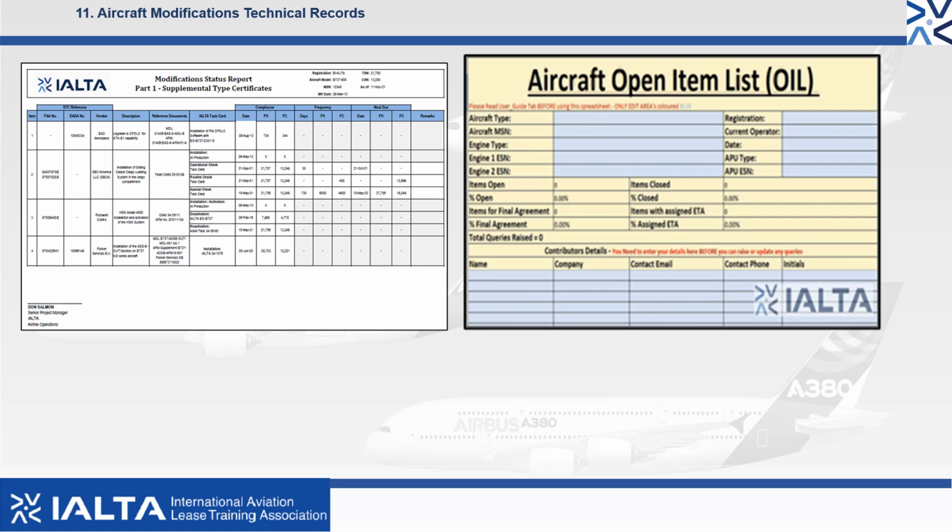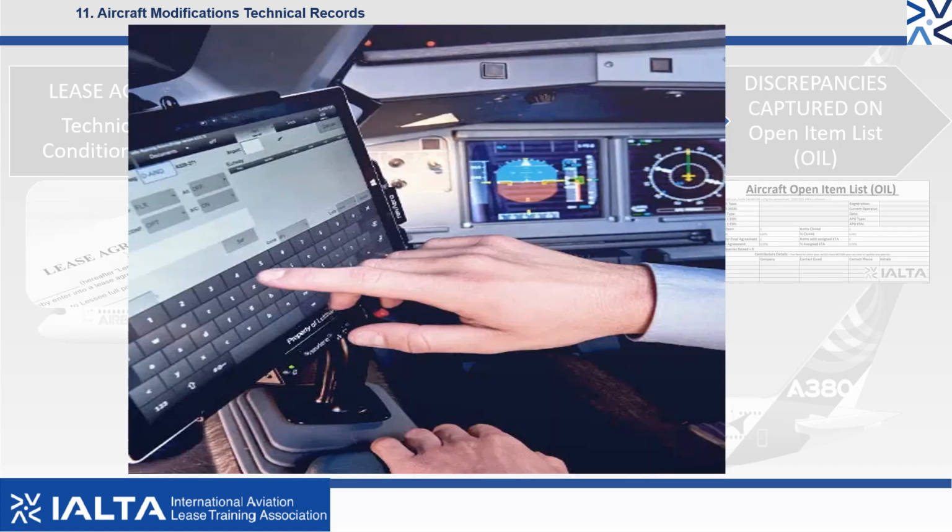If there are any findings from the modification review, then they will be recorded on the open item list, commonly referred to as the OIL. The aircraft will have many additional capabilities added to it during its lifetime to enhance the performance and passenger flying experience. Modifications can often be a section of the lease return that involves the lessor having a lot of discussions with the returning airline and the new or next lessee.